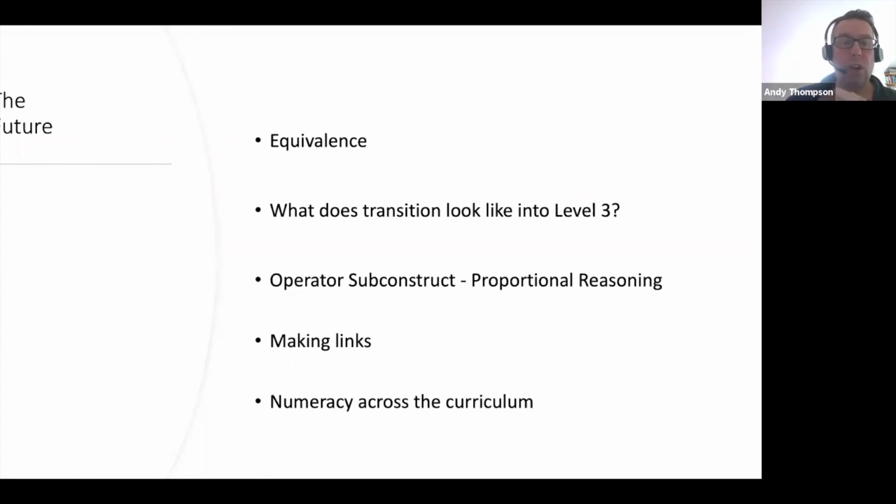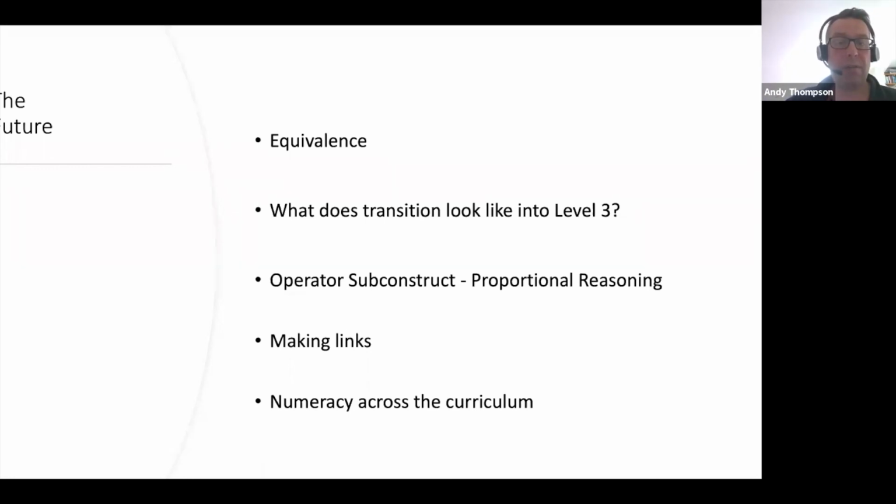So what we're looking at now is the key transition point, because the move for learners from the end of primary 7 into S1 is obviously a big stage in their lives and their development. It's looking at how we can bring the primary and secondary together around that standard in order to make that move for most into level 3 a bit more smooth.